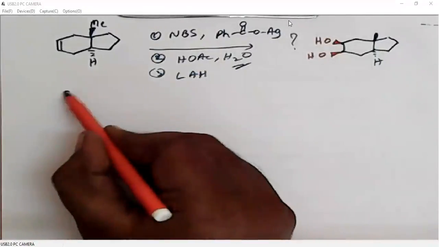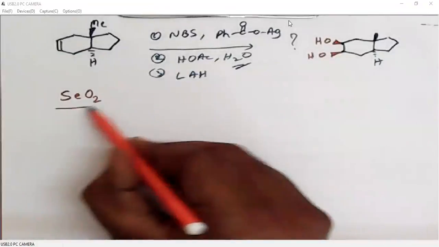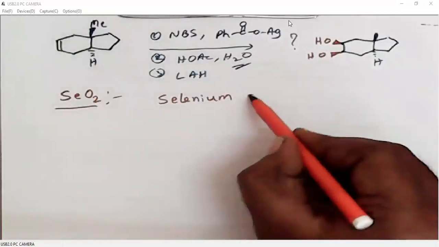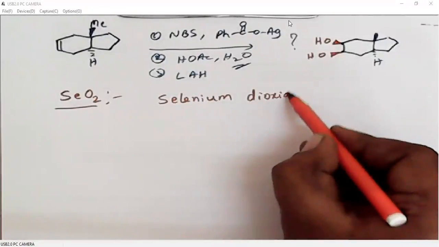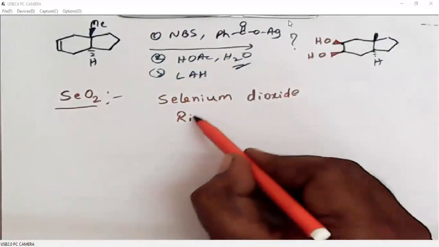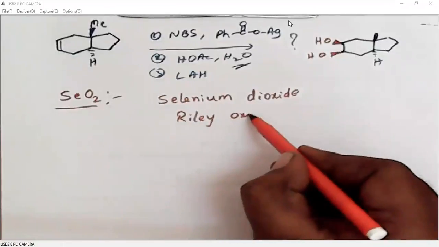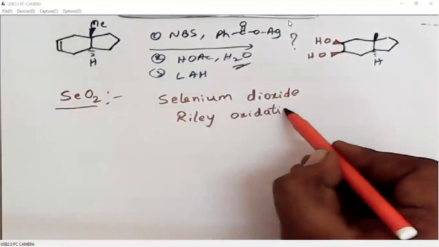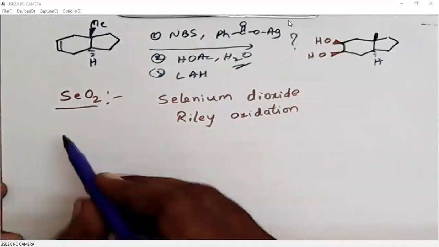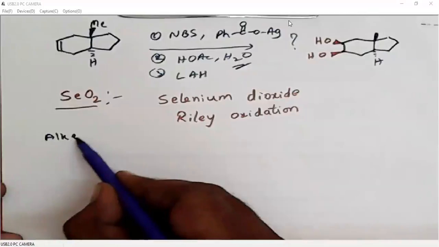Next reagent is selenium dioxide. The oxidation using selenium dioxide is also called Riley oxidation. You can take this definition.